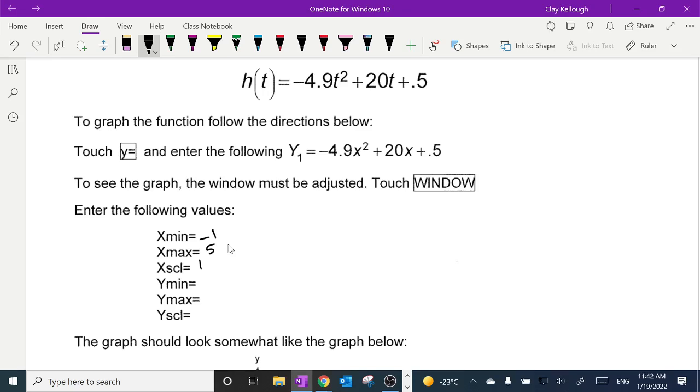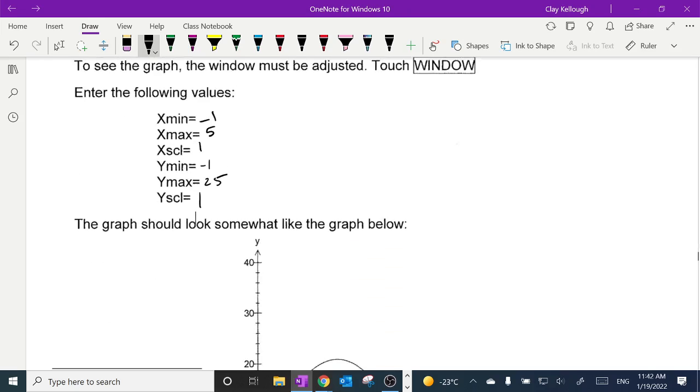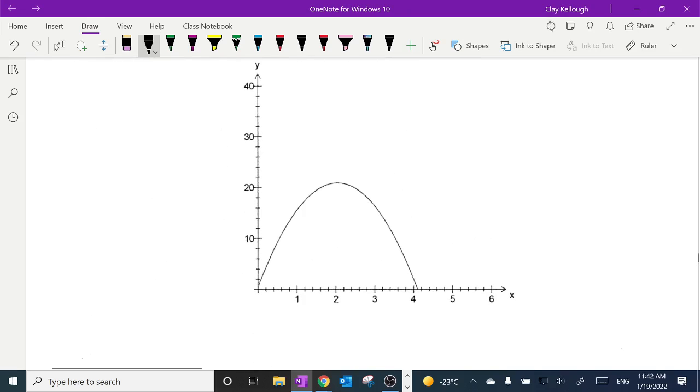Okay, Y minimum is, again, -1, and the maximum went to 25, and my scale is 1. Scale can stay 1 until you get into really big numbers. And the graph should look something like what we just did there. Although this person obviously set their Y maximum to 40. That's why they have their grid so far up.